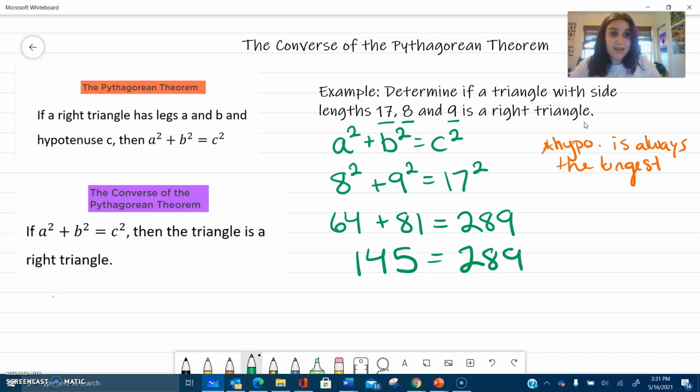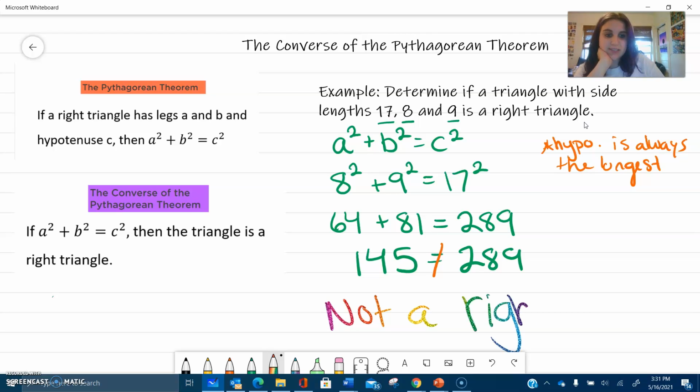145 and 289 are not equal. Those are not the same number. So guess what? This is not a right triangle. It does not satisfy the Pythagorean theorem. If my result came out to be the same, then it would be a right triangle. So that's how you know.